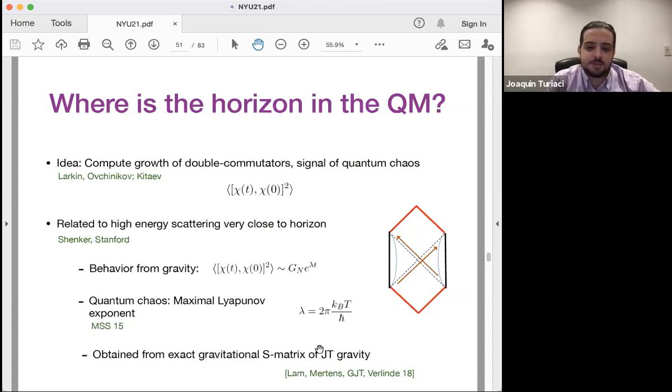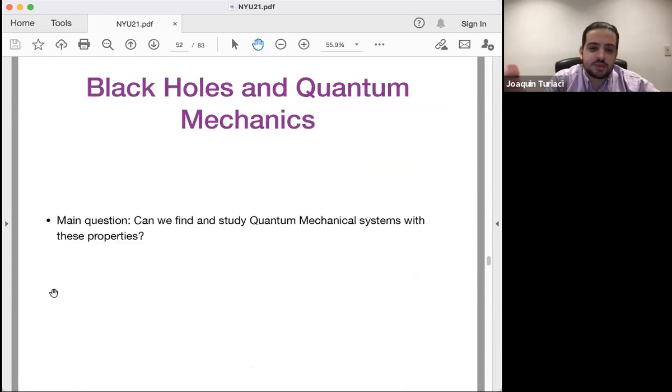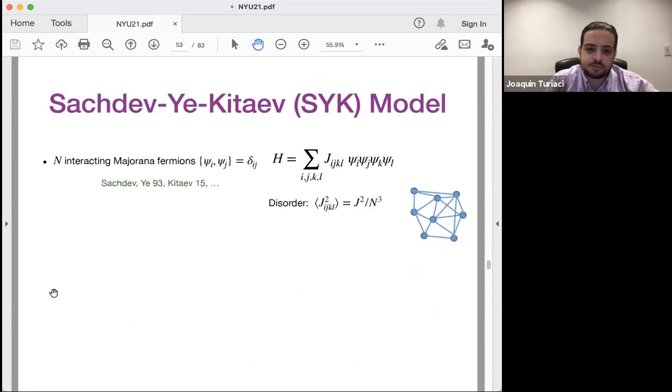And finally, in the paper from 2017, we can compute these correlators exactly. And in this paper, we can extract what the gravitational matrix is of JT gravity, including quantum effects. And that has some interesting features, but I won't go over it. I should move on. So the main question is, can we find and study quantum mechanical systems with these properties?